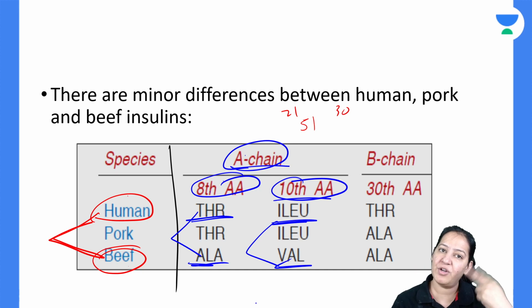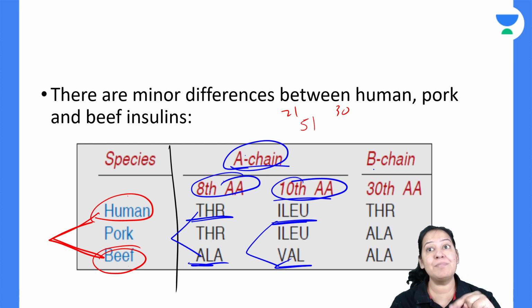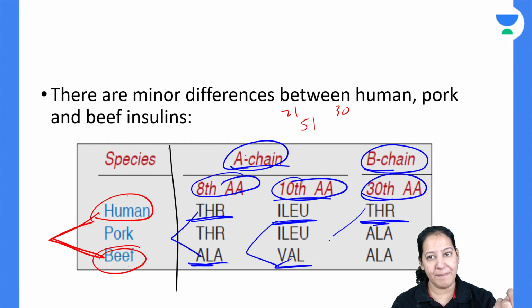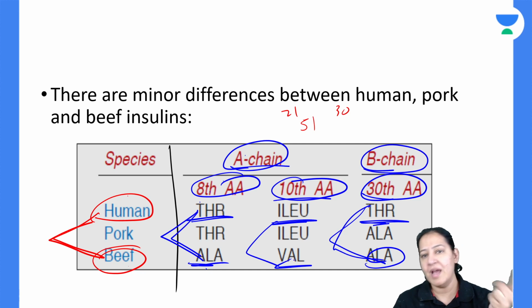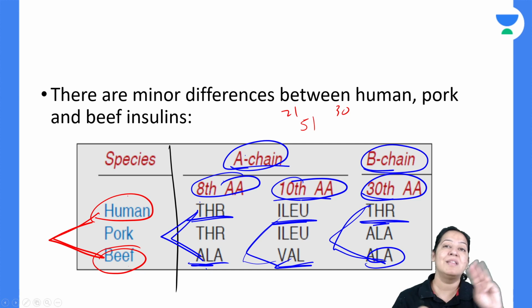See the difference. Instead of isoleucine, it is valine. And in the human beta chain, the 30th amino acid is again threonine, but in beef it is alanine. So alanine instead of threonine, here also alanine instead of threonine, and here valine instead of isoleucine. These are the three differences of beef as compared to human.